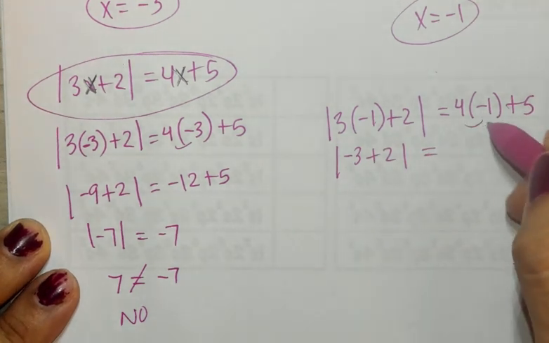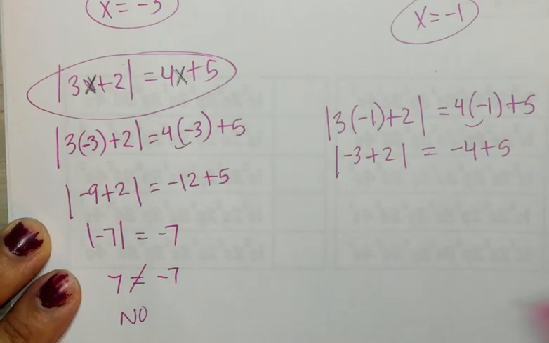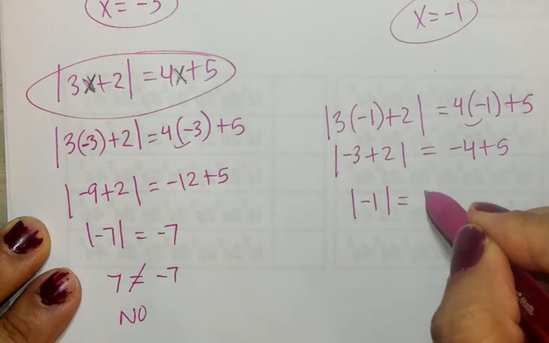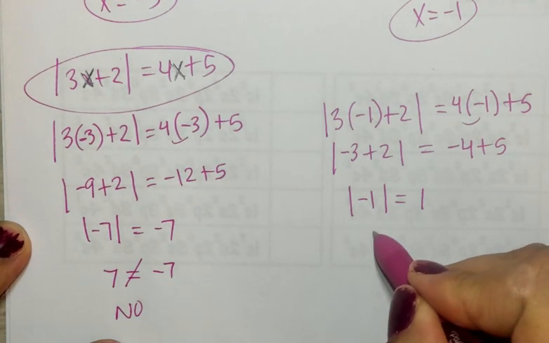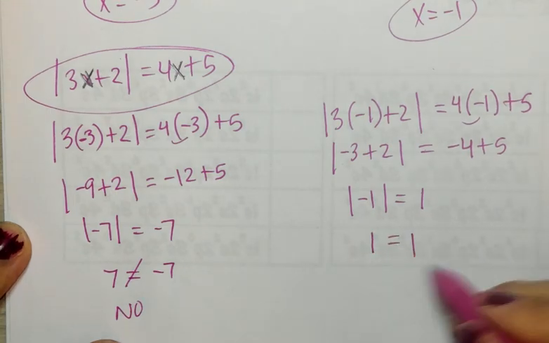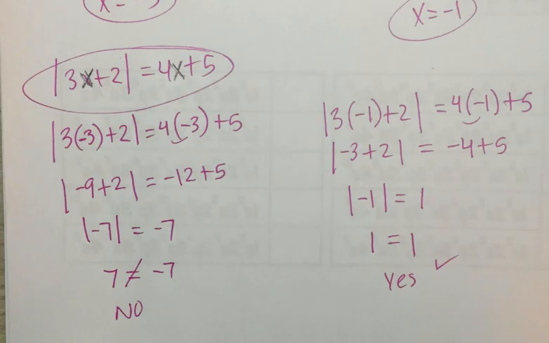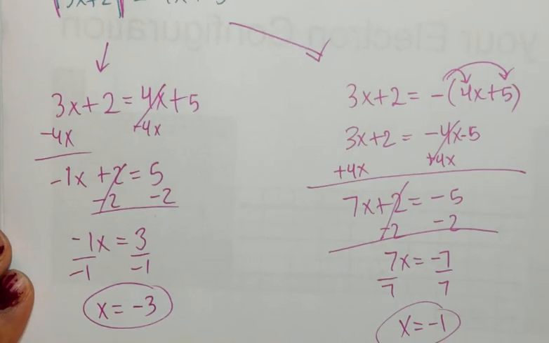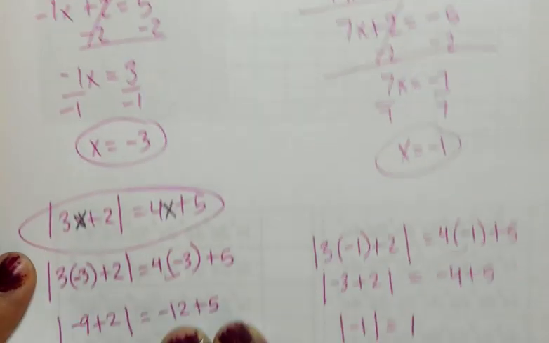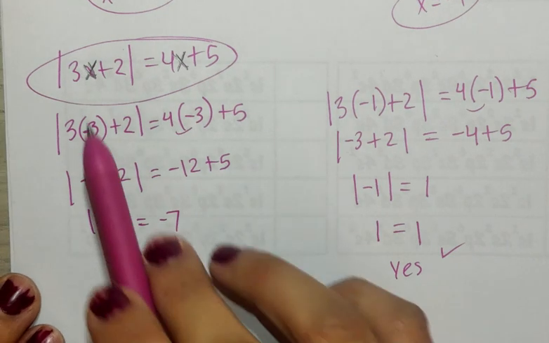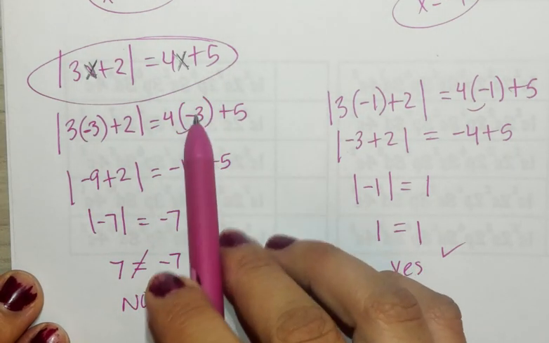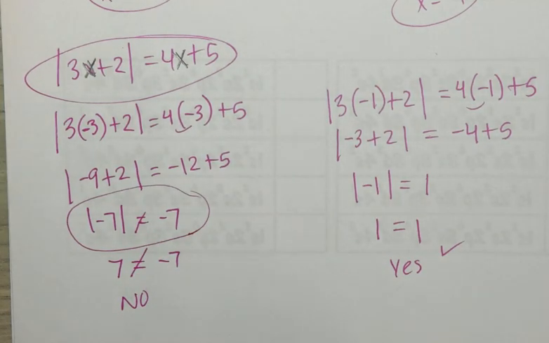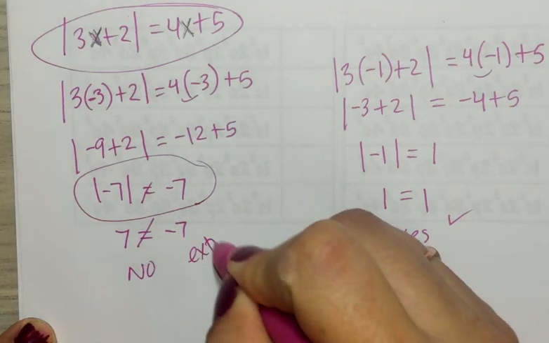Then over here, 4 times negative 1 is negative 4 plus 5. Negative 3 plus 2 is negative 1. And negative 4 plus 5 is positive 1. Absolute value of negative 1 is positive 1. So 1 does equal 1. So this is yes. This is true. This one is no. However, mathematically speaking, this should be one of the solutions. But when you plug it in and check, because there's an expression on the right side, it resulted with a negative answer. So absolute values cannot be negative answers, and that's why this is an extraneous solution.